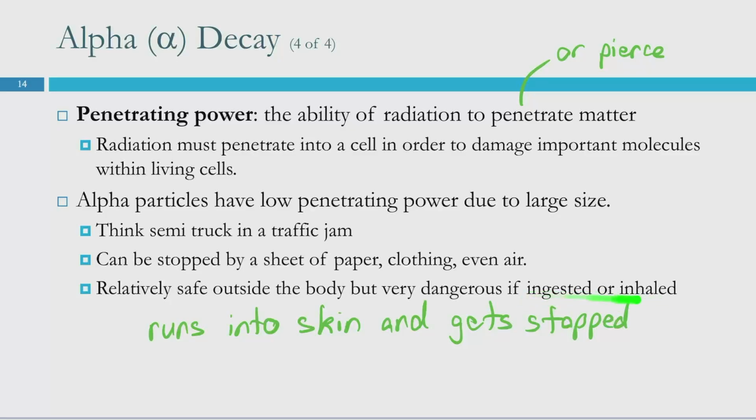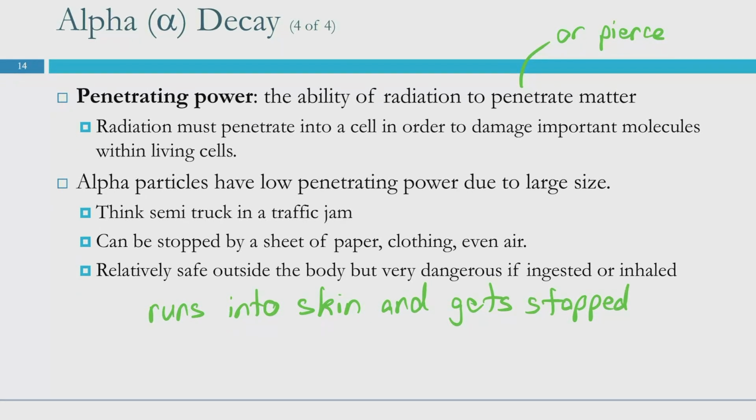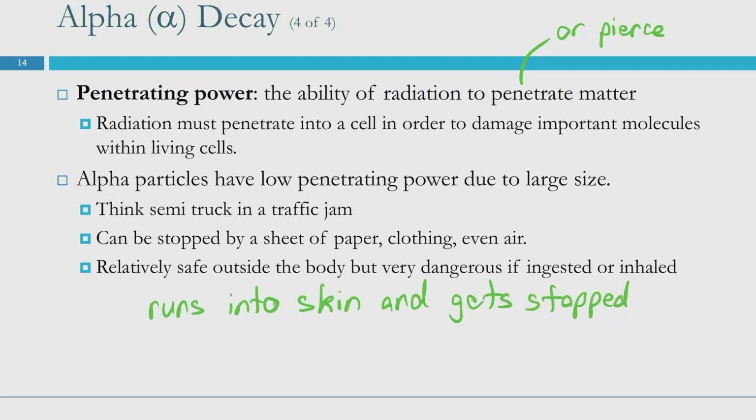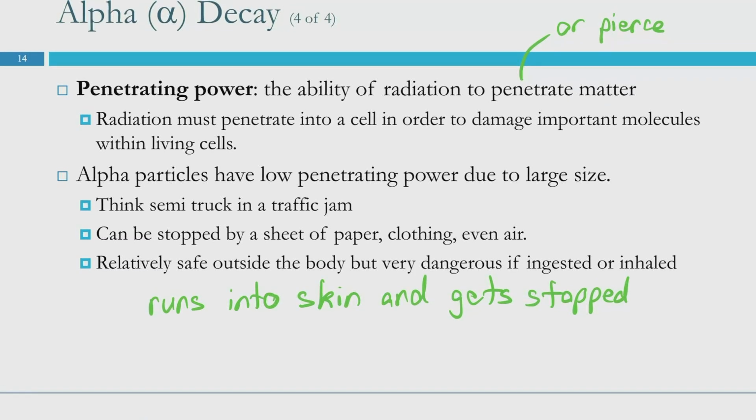If it gets inside of our body, where all of our sensitive bits are, then because it has really high ionizing power, it's going to do a lot of damage relative to some of our other types of radiation. So if it's outside of us, not a big deal, but if you accidentally ingest it, it's a bigger deal, much bigger deal.